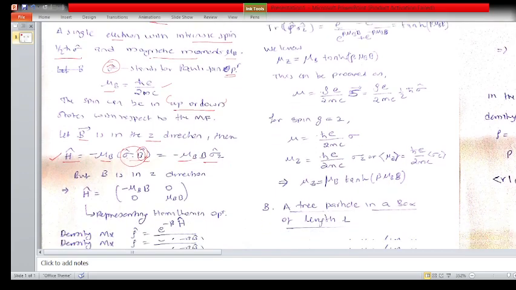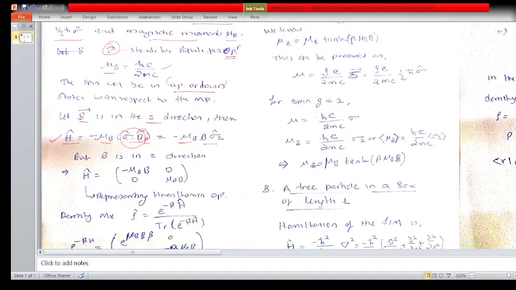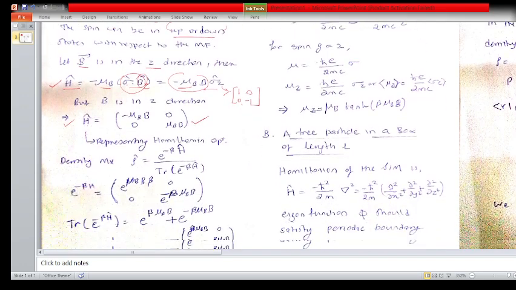Now, if you consider the Hamiltonian operator H in matrix form, we can write it like this. What is sigma z? Sigma z is the Pauli spin matrix 1 0 0 minus 1. If you multiply the value minus mu B with this matrix, you get the matrix representation of the Hamiltonian operator.